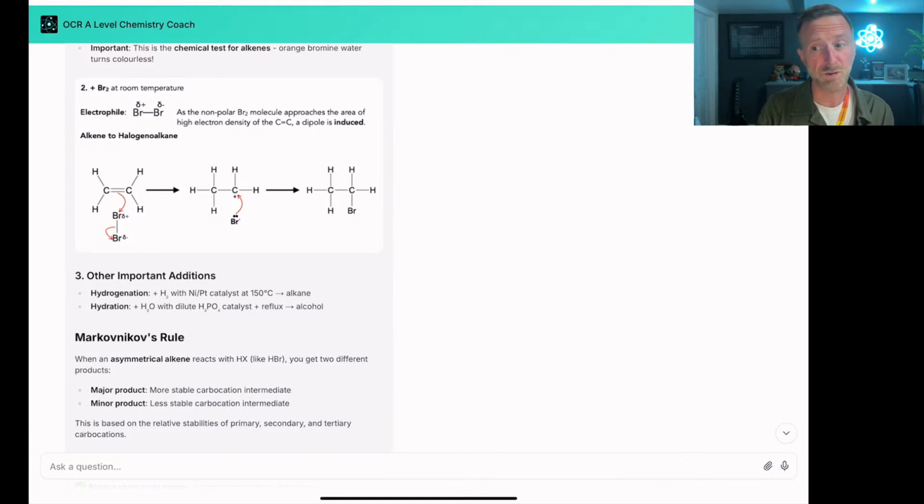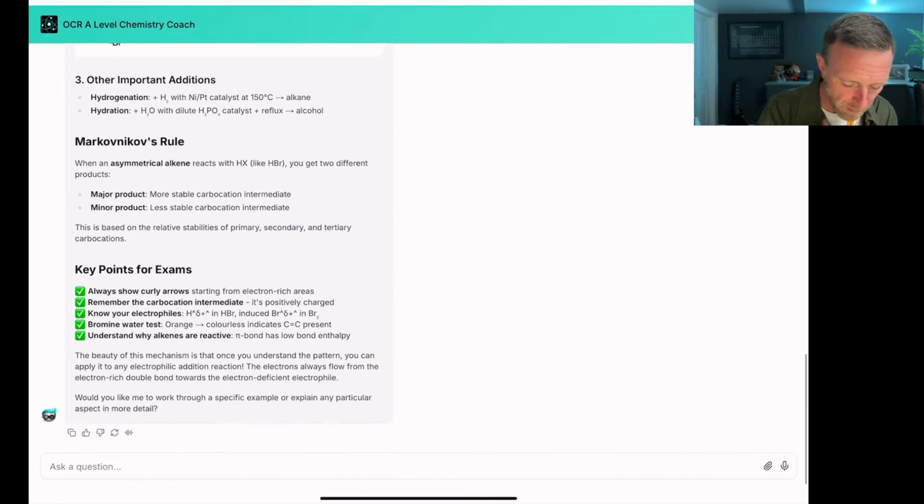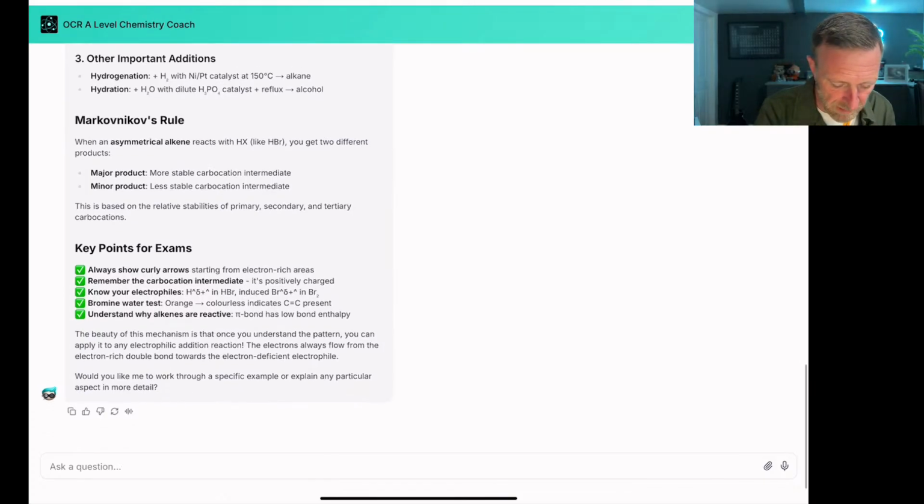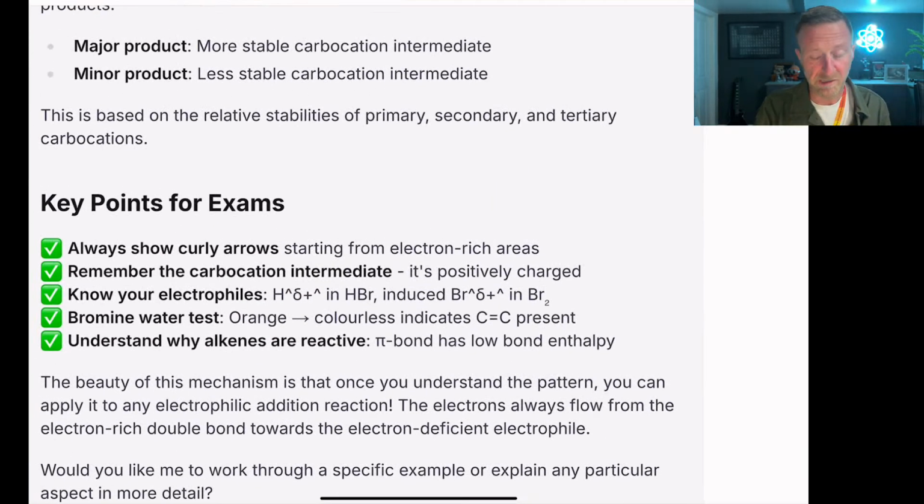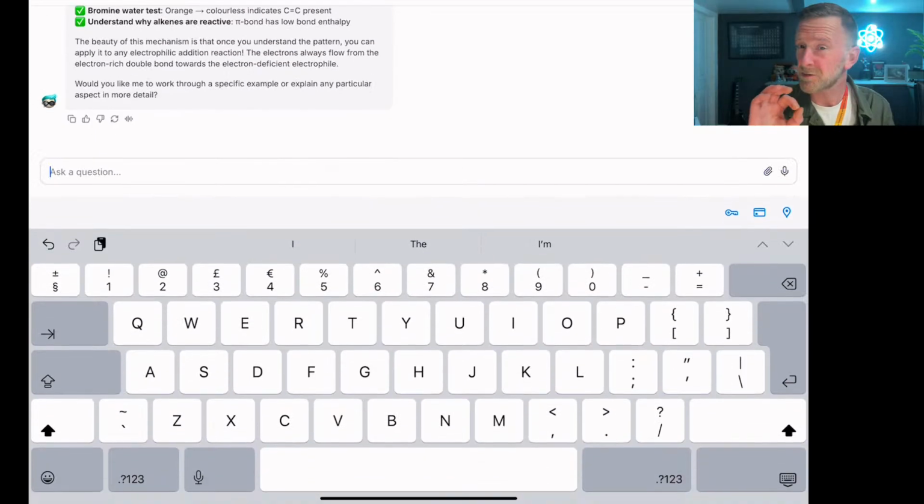So it is really truly exam board specific, this. It then goes on to Markovnikov's rule, and if you want to know more about that, we can ask it. So, key points for exams. I mean, look at that. Exam advice as well, all based off mark schemes, all based off the recommendations from examiners over the years. You know, absolutely 100% OCR.